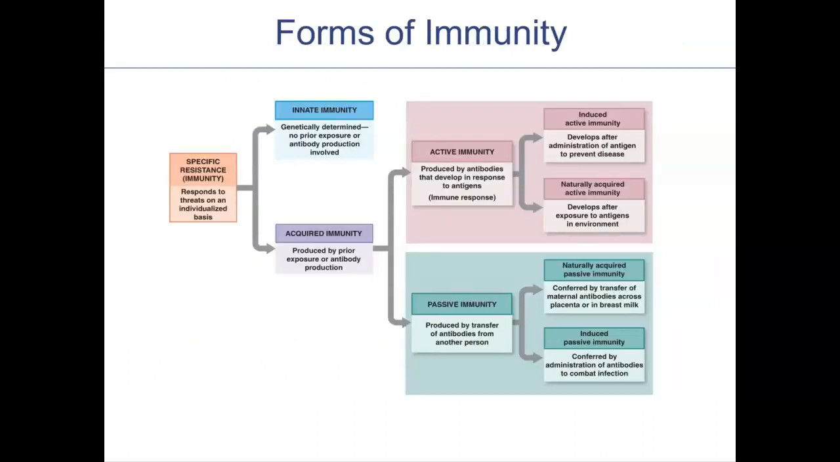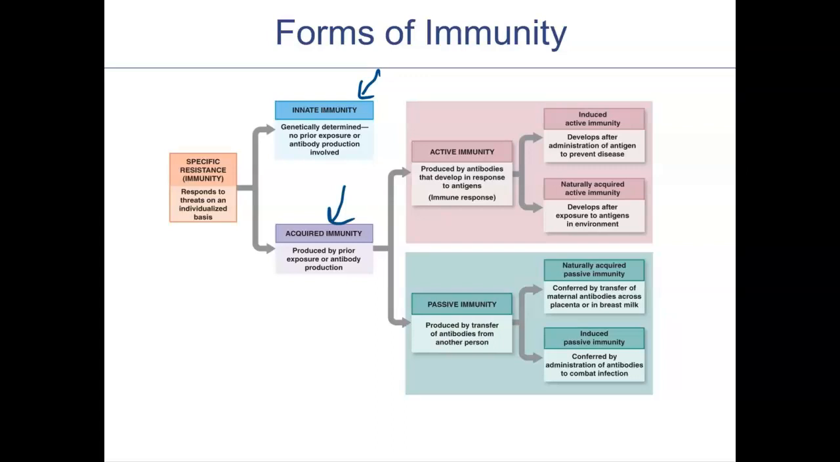So we're going to go into types of immunity. So how do we have this ability to fight disease? Well, we can have two forms of it. First of all, you're going to see something called innate immunity and acquired immunity. Now, innate immunity is just, you're born with it.